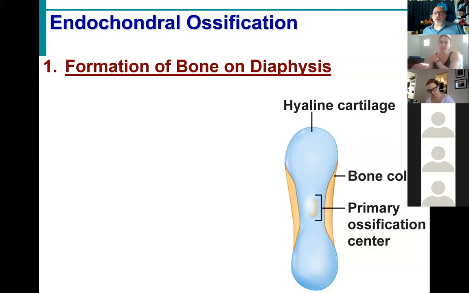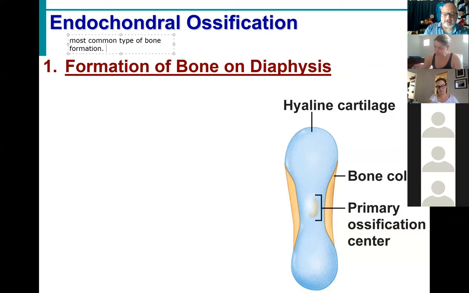So as promised, we have gone through it once without making any notes. So again, let's go through the entire process of how we convert a cartilage model into bone. This is endochondral ossification, as I mentioned. This is the most common type of bone formation, and how we form all the long bones.